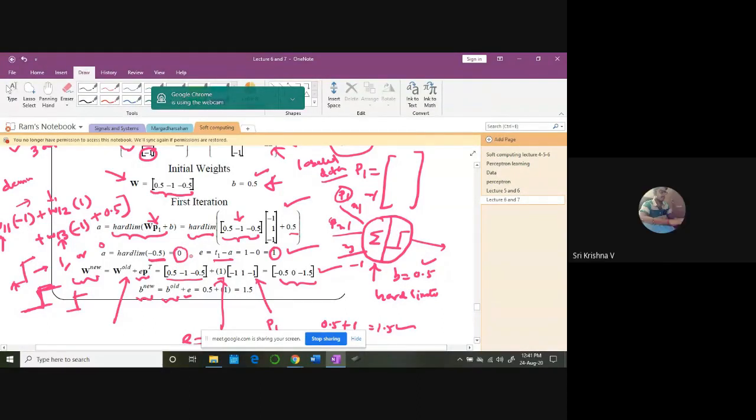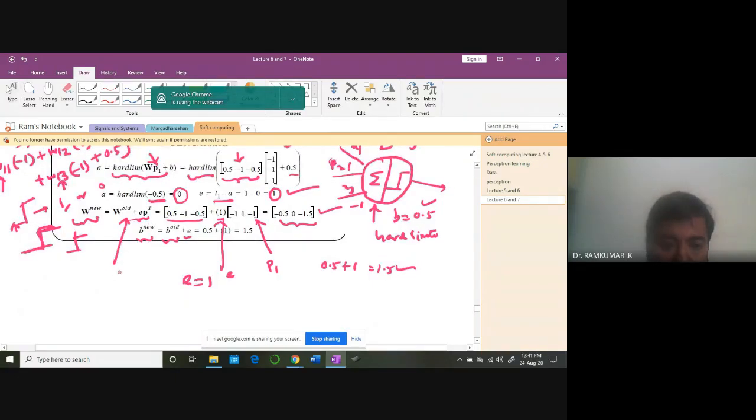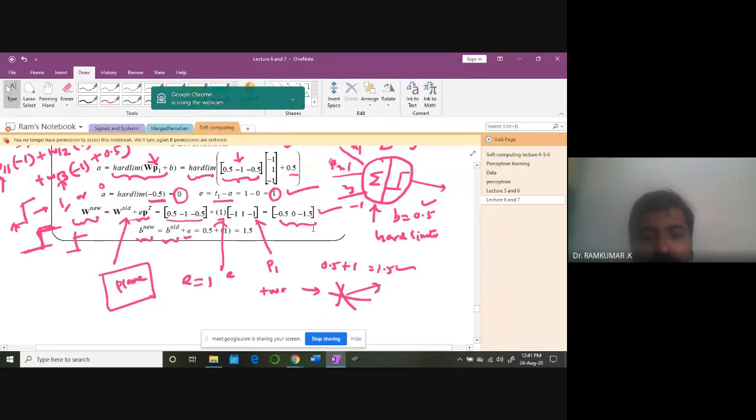So we find the error using that formula. Then we update the new weight and the new bias. That's all. So you get a new line, which you should always think of. If it is 3-dimensional, you will be getting a plane. The new plane is what you will be getting. In 2-dimensional, it's a line, like this, and the weight vector. In 3-dimensional, you will be getting a plane. That weight vector should be perpendicular to the plane. Keep that in mind.